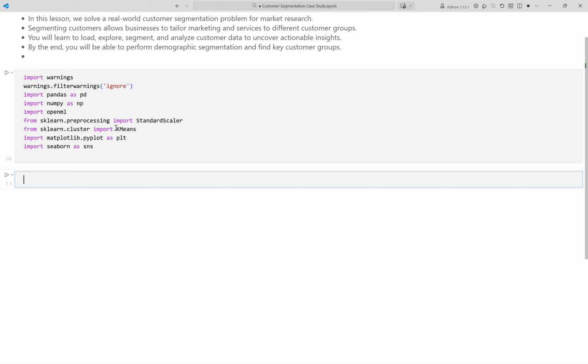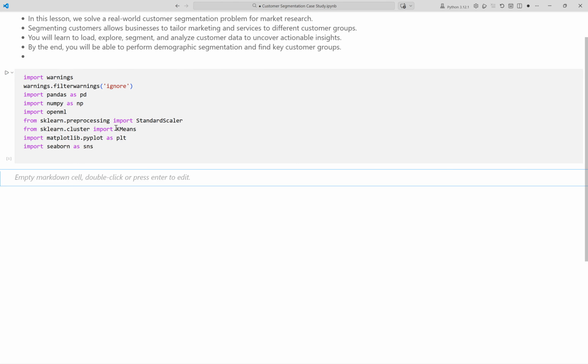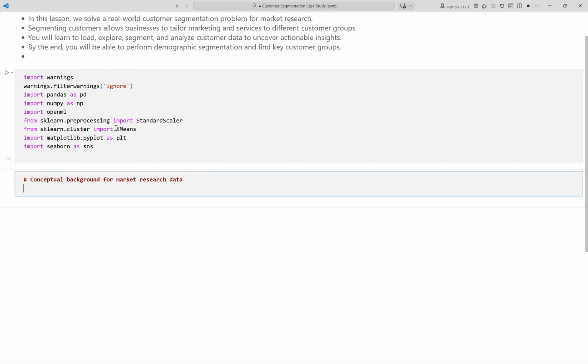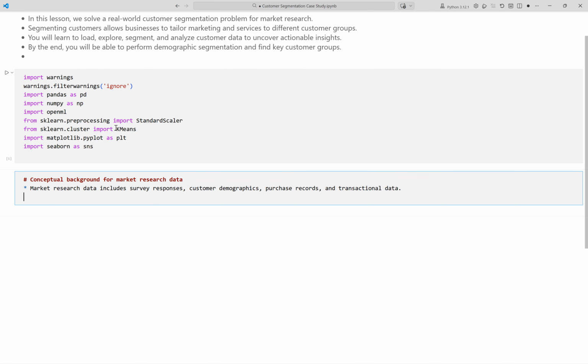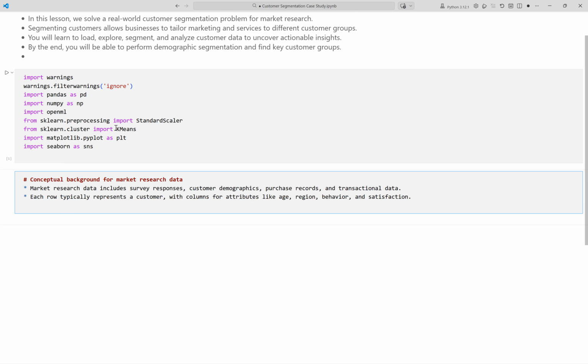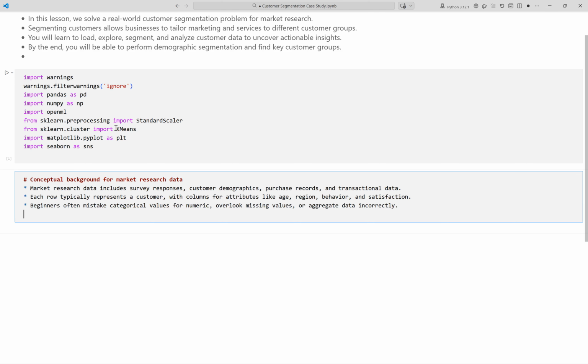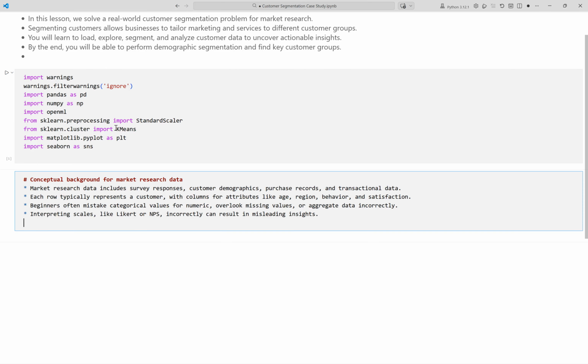Conceptual background for market research data. Market research data includes survey responses, customer demographics, purchase records, and transactional data. Each row typically represents a customer, with columns for attributes like age, region, behavior, and satisfaction. Beginners often mistake categorical values for numeric, overlook missing values, or aggregate data incorrectly. Interpreting scales, like Likert or NPS, incorrectly can result in misleading insights.